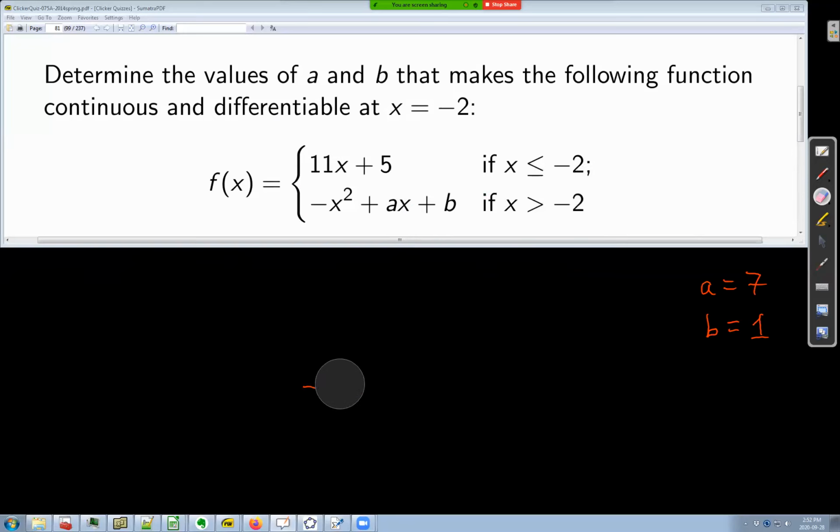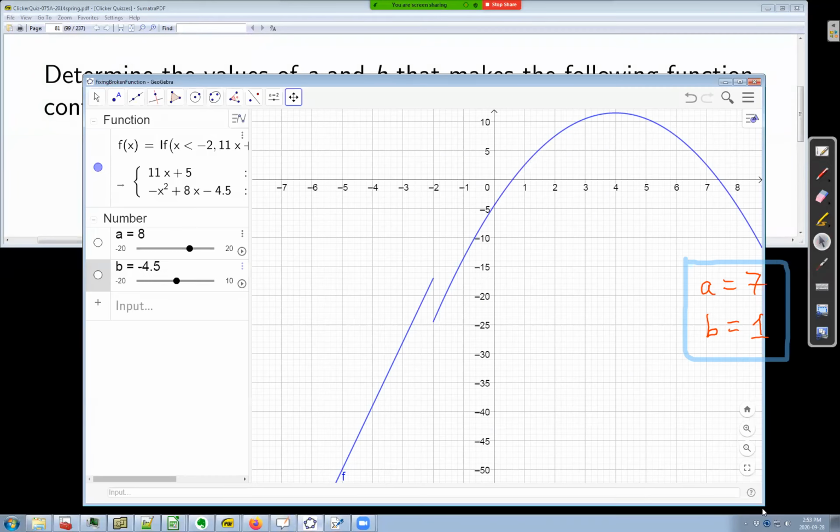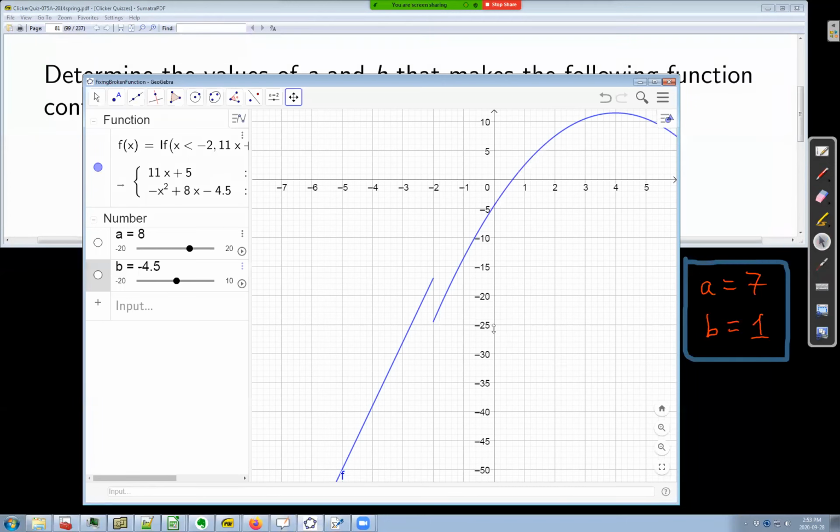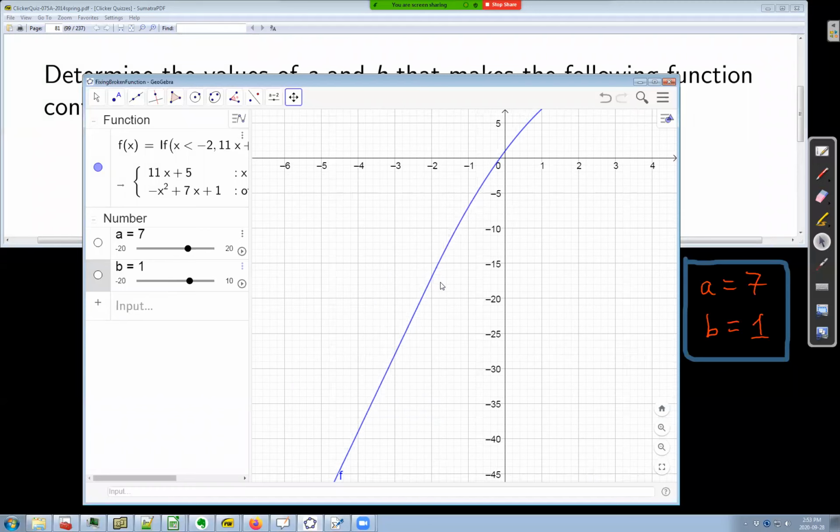So I want to check, does my answer make sense? You'd say, well, how am I supposed to check my answer? What you can do, remember we've got GeoGebra here, is look at the picture. So we can play around here. Let's set A equal to 7, and now we'll set B equal to 1. And poof, look at that. There you go. They fit together.